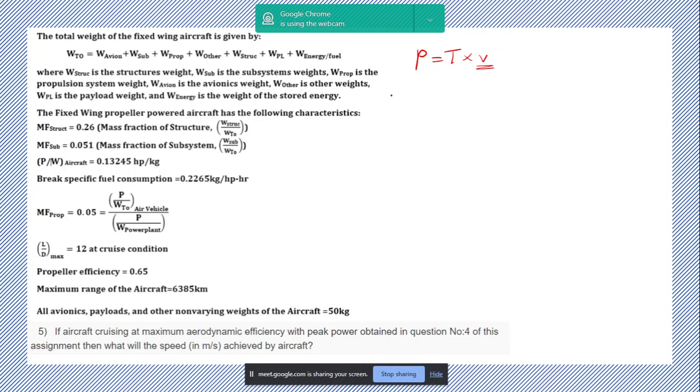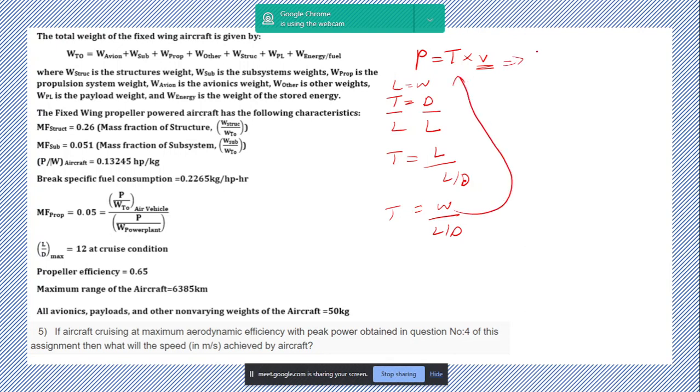So if you take cruise conditions, you have thrust equal to drag and lift equal to weight. If you divide both sides of the equation by lift, you get an equation for thrust that is lift by drag, and you have lift equal to weight, so that is weight by lift by drag. Now substitute this here. What you get is W by L by D into V. When you associate with the peak power, this will be maximum. So let's just find out what is the V.